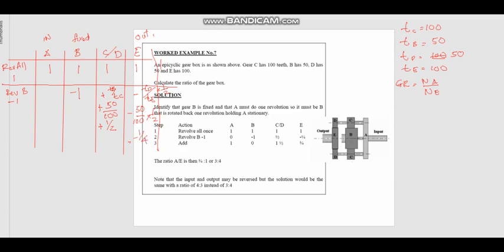What happened to A? A again is independent of all the gears, so there are no rotations there. The next step is basically to add all of them together. 1 minus 1 equals 0. This is 1.5, and 1 minus 1 over 4 is 3 over 4.